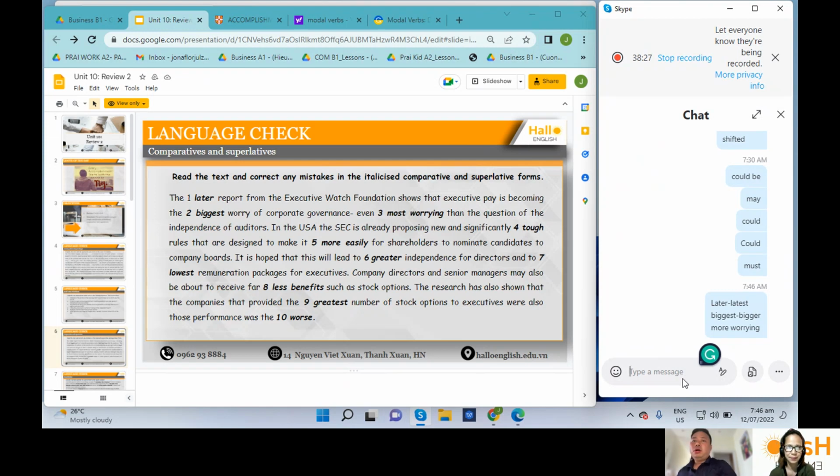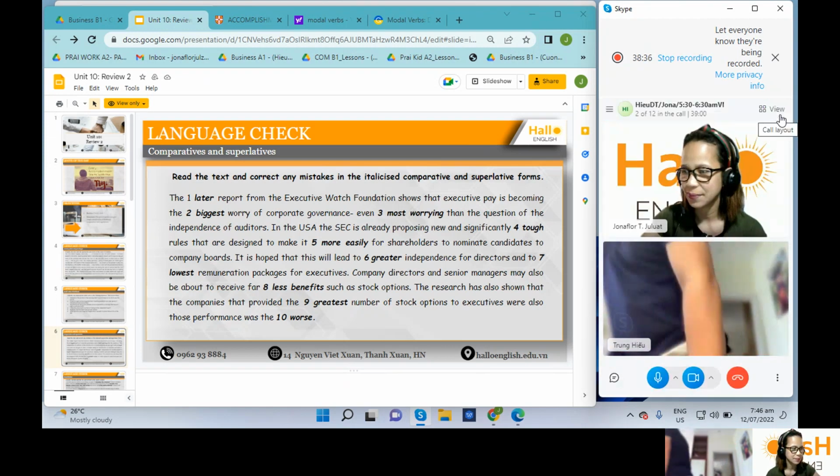Auditors. Oh, teacher, wait for me one minute. All right. Put the adapter in, plug in. Okay.